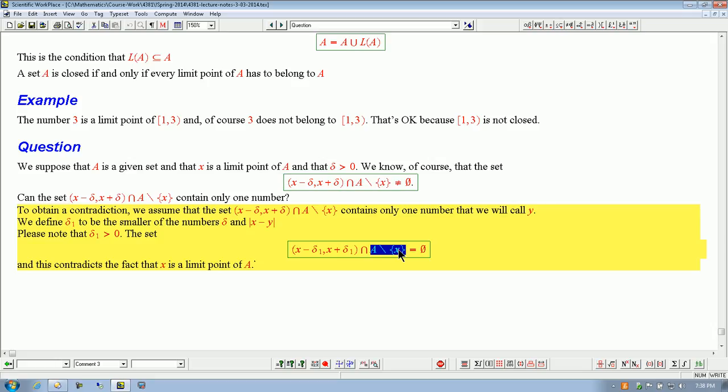So now I'm going to say, could there have been only one number? Not a chance. If there were only one, we could shrink the delta just a little bit and leave that one out in the cold. And now we've got the empty set. See what happened?